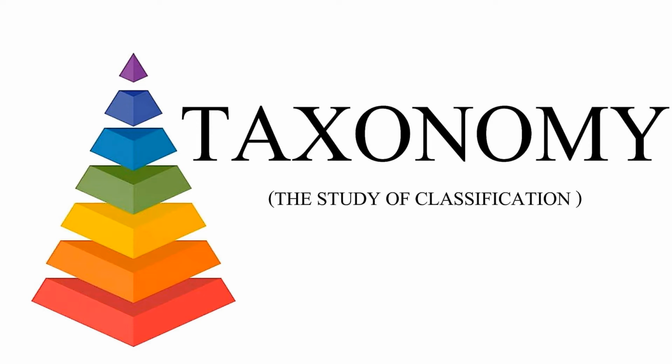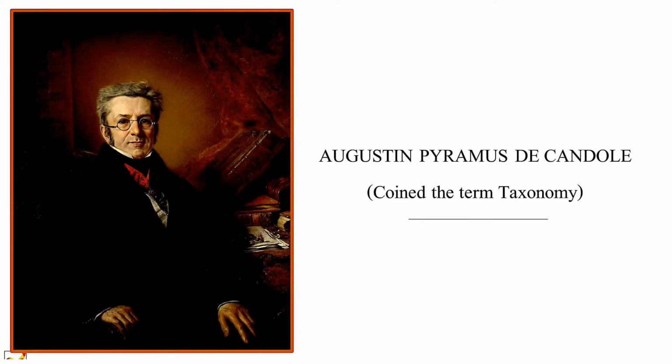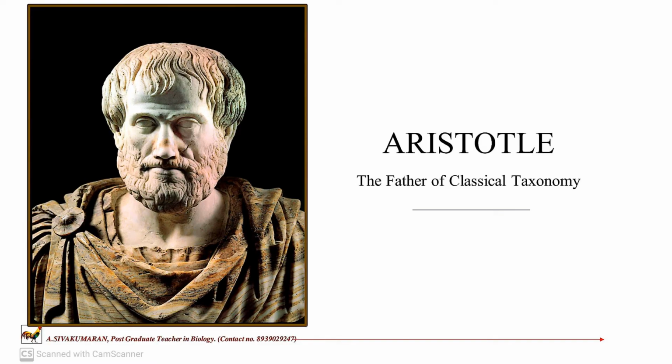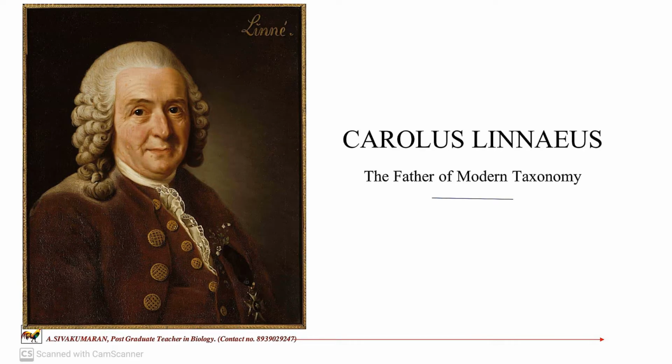So we classify the organisms on the basis of their similarities, and this study is what is called taxonomy. It is Augustin Pyramus de Candolle who coined the term taxonomy. Aristotle has contributed a lot towards the classification, so he is called father of taxonomy. Till Carolus Linnaeus, the classification was not in a systematic way. The actual systematic method of classification was proposed by Carolus Linnaeus, so he is called father of modern taxonomy.